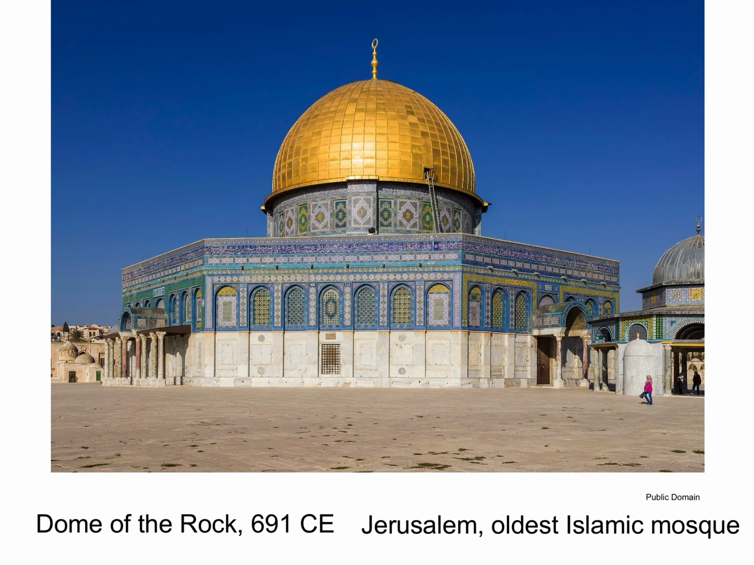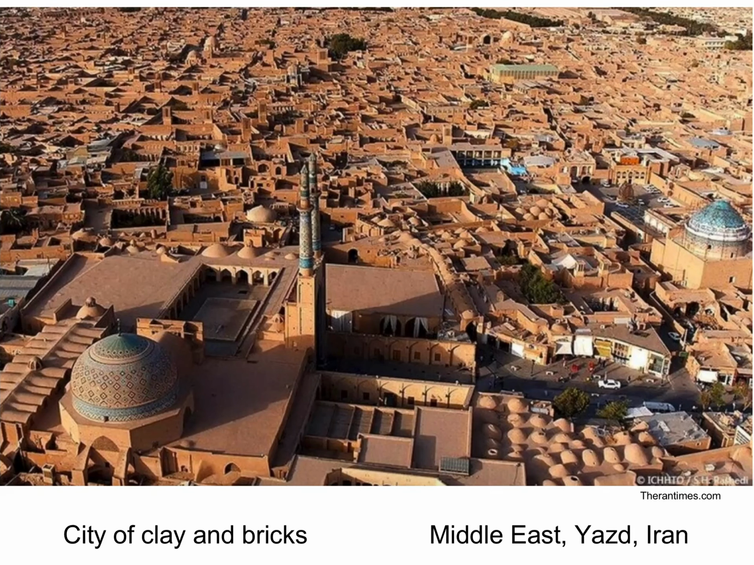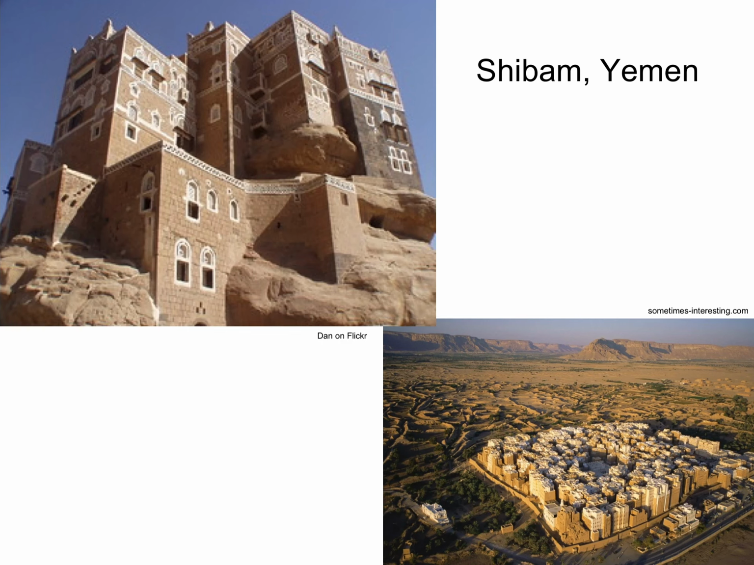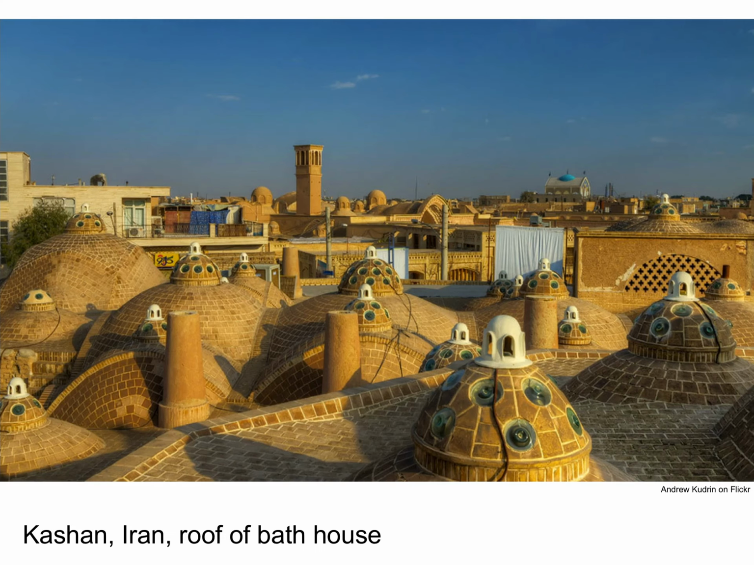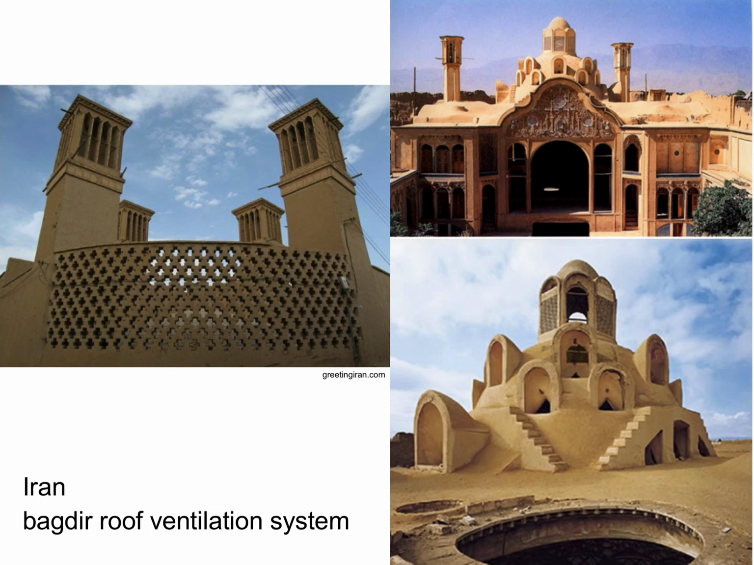This is the Dome of the Rock in Jerusalem, covered in ceramic tiles. And many cities in the Middle East are ceramic cities or clay cities. You can see here the use of bricks and tiles and ceramic in the city of Yazd in Iran. Another example of that in Shibam in Yemen, where most of the buildings are clay and ceramic buildings. The roof of Kashan, showing the roof of a bathhouse. Kashan is another city in Iran where ceramic and bricks are used extensively.